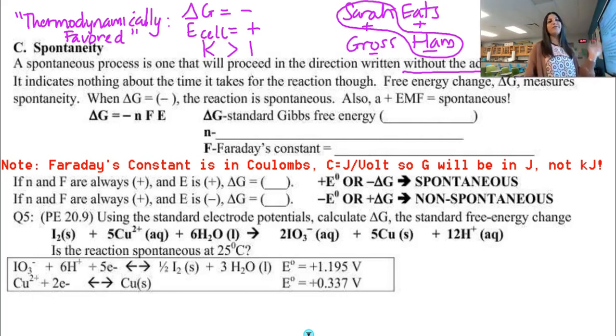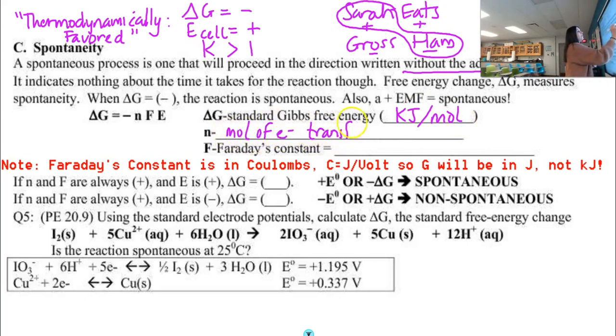Okay, so we already said when delta G is negative, the reaction is spontaneous. Also a positive EMF is spontaneous. There's a relationship that we have. So we take a look at this equation, and the equation is delta G is equal to negative nFE. Now delta G we know is our free energy, and typically our free energy is going to be measured in kilojoules, or kilojoules per mole. n is our moles of electrons transferred. And when we say this, we're basically looking at our LCM, our least common multiple between the two.